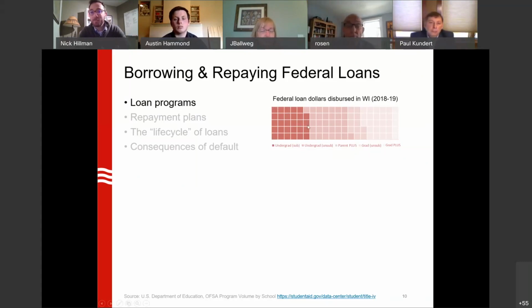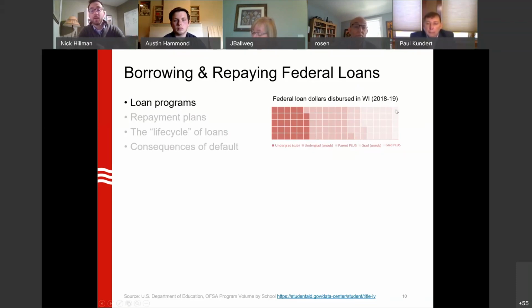25, 26, 27, 28, 29% of all of the loans that are dispersed by Wisconsin institutions are going to undergraduates in the subsidized loan programs. These are federal loans only. Then you sum up the next group, and these are all undergraduate unsubsidized loans. And this third shade, this more salmon-ish color in the middle here, are Parent Plus loans for undergraduates. And the remaining 28 squares here are graduate student loans, whether they're the unsub or the Grad Plus.